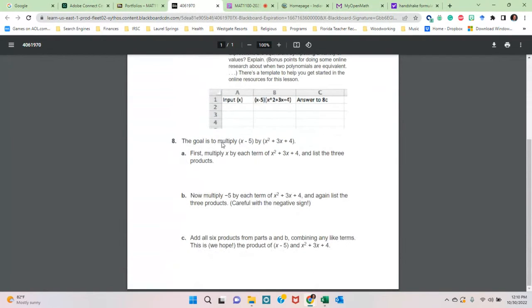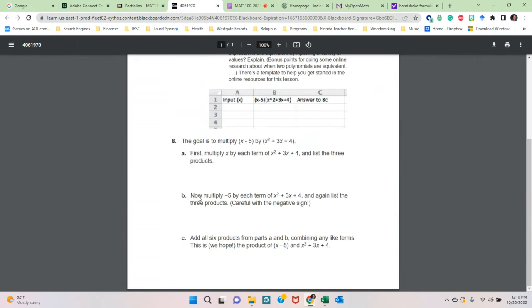It says the goal is to multiply this times this because that's what we're dealing with here. The way to do that is by first multiplying x times all terms here, and then you get an answer. So x times x squared is x to the third. x times 3x is 3x squared. And then x times 4 is 4x. That is what you get there.